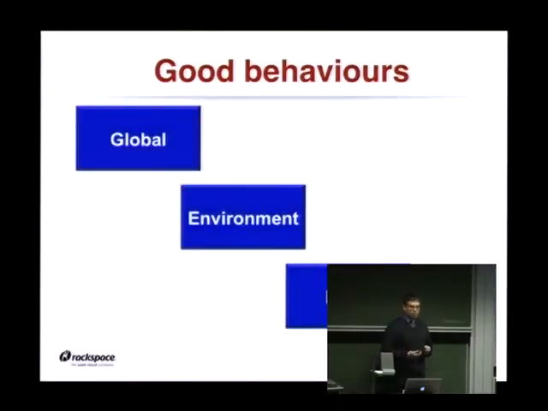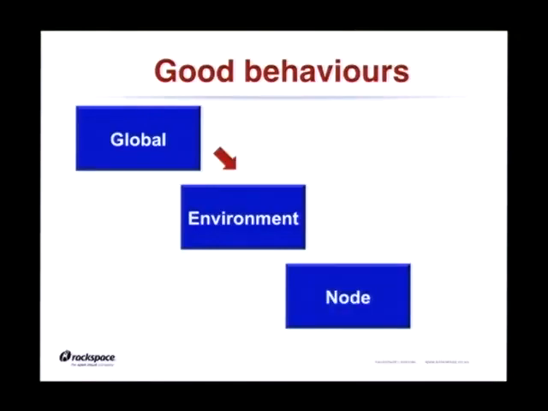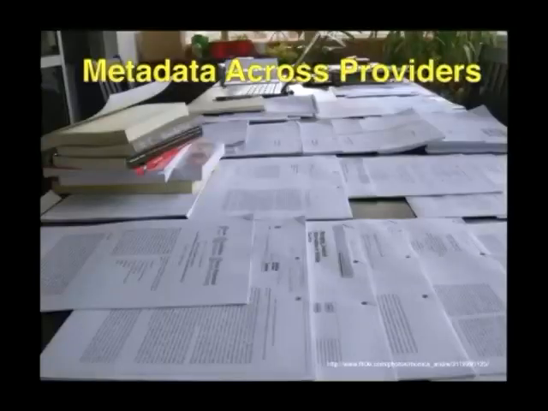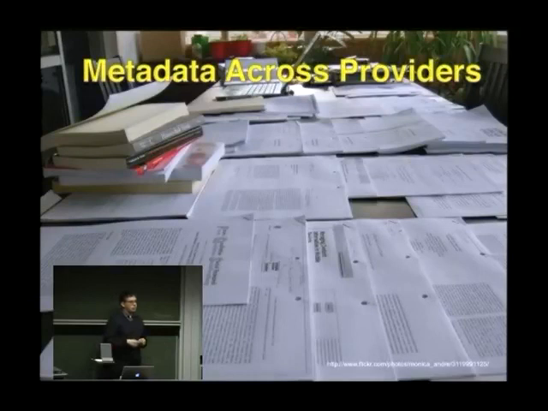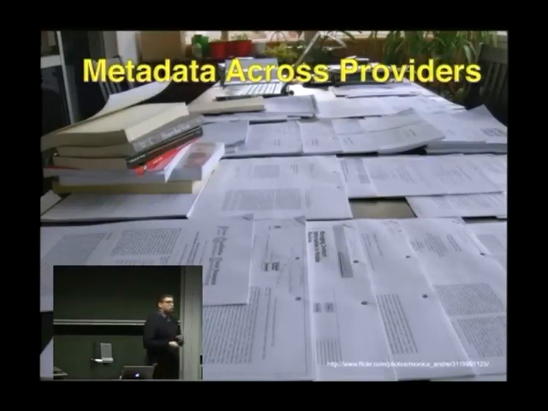So a good behavior set would be declaring global, then that being modifiable by the environment, and at the same time being modifiable by the node. And this problem just gets bigger, right? Because you have metadata in just one thing, such as Chef or Puppet, but then you have more players in the field. You have your provisioners, like CloudInit, like Cobbler or Crowbar, or like Juju. And those provisioners also have a set of metadata.